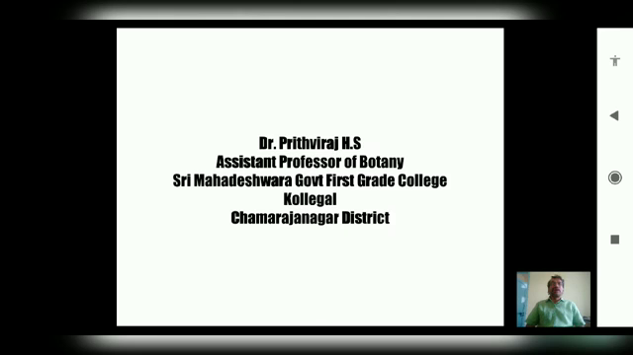So today I have come with a topic of taxonomy. In that I'll be dealing with the Bentham and Hooker system of classification. And in this class we will try to know the features of Bentham and Hooker system of classification, the merits and demerits of their classification.